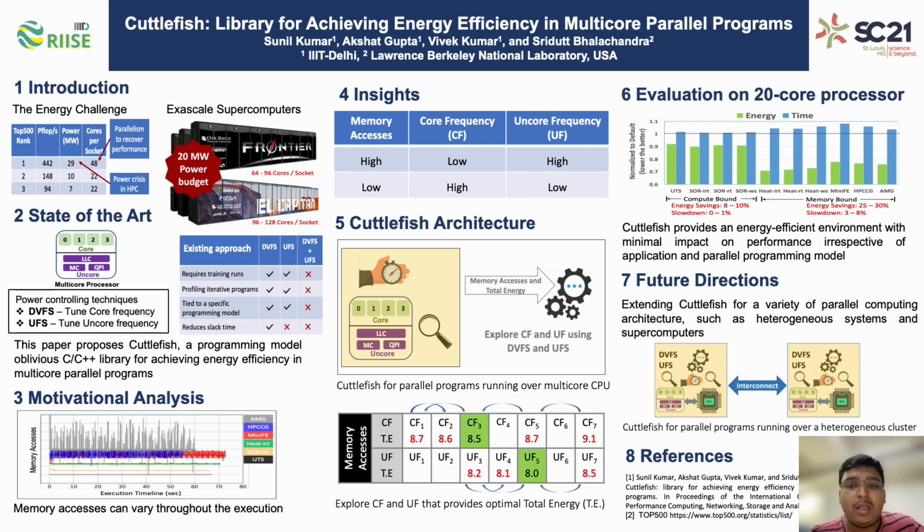You can see here that for memory bound benchmarks we got energy savings of 30%, and for compute bound benchmarks it was around 10%. There is some performance degradation also in memory bound benchmarks, because in memory bound benchmarks we tune both frequencies, core and uncore, and that's why we got some degradation.